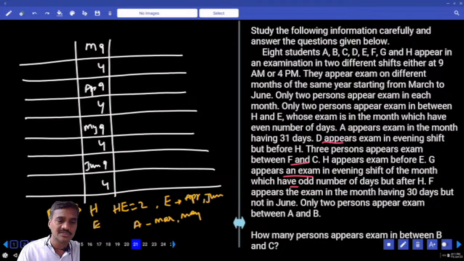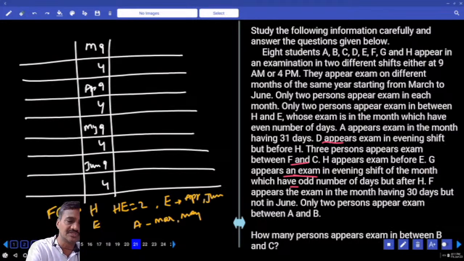Odd number means hence E. How many possibilities are there for this E? There are 2 possibilities, isn't it? Then H, sorry. Now G appears in the evening shift. Evening shift, how many possibilities we have? There are 2 different possibilities.